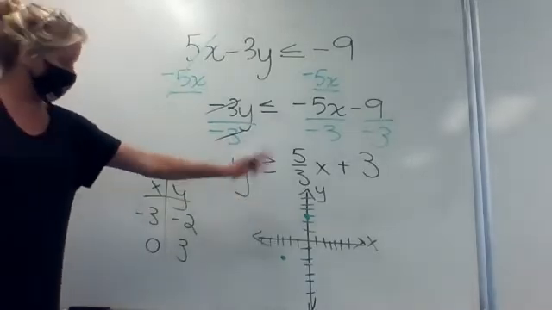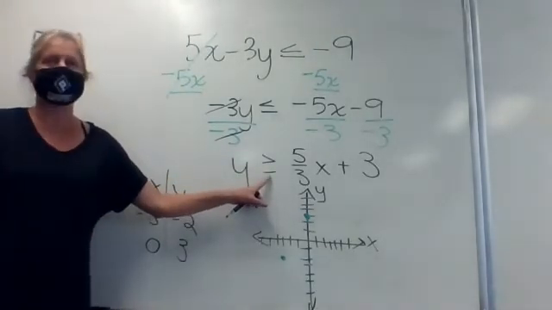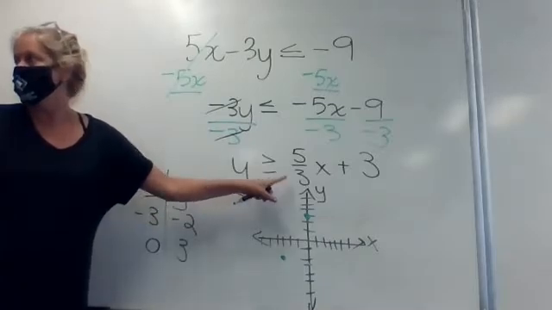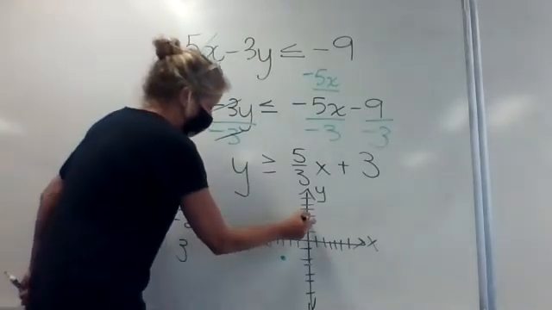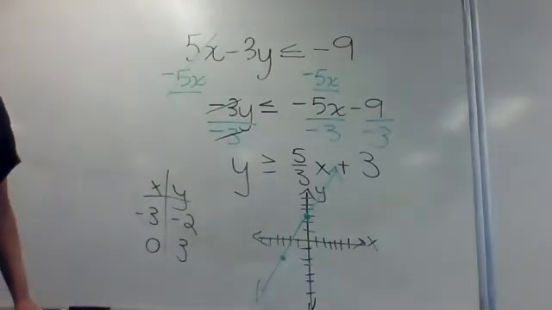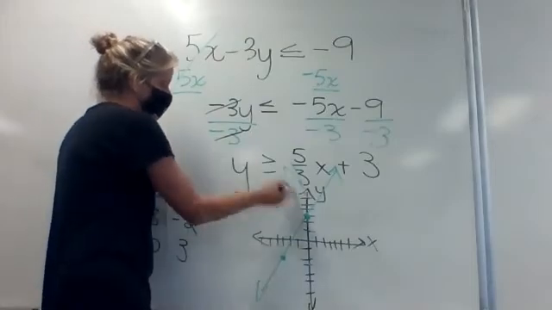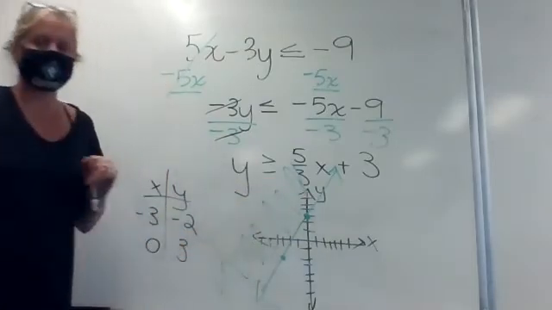Now, this one, again, it's going to automatically connect those points with a solid line. And this time, that's what we want, right? We want it to be solid since it has the equal to bar. And it started off as less than, but it flipped around to greater than. So again, I'm shading above the line.